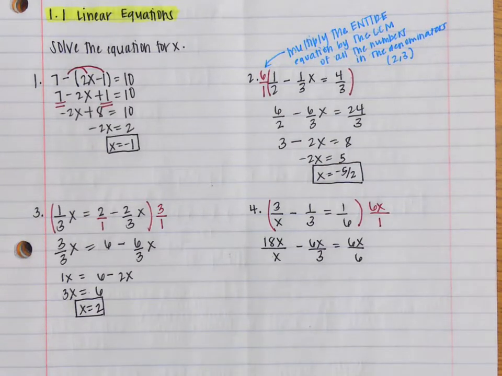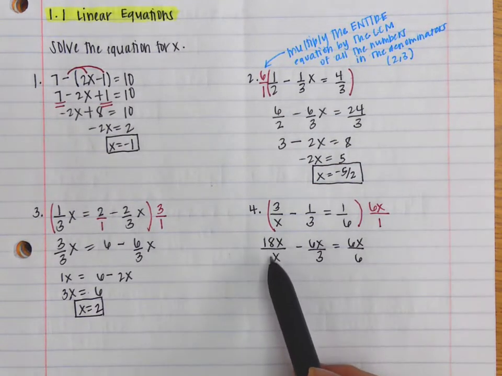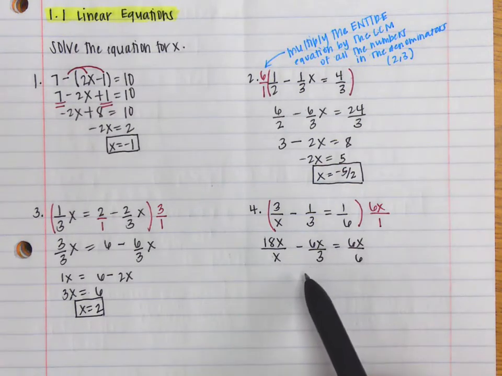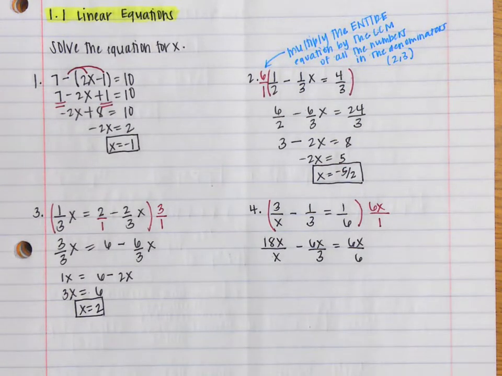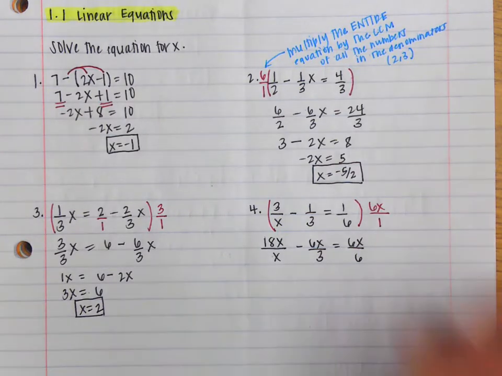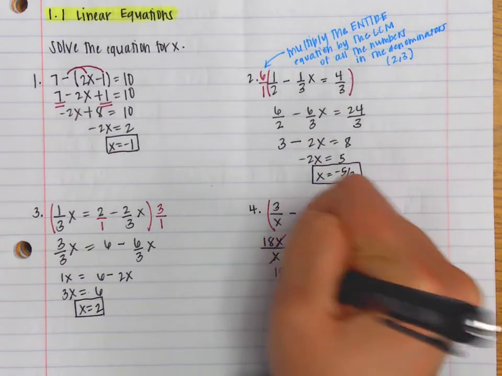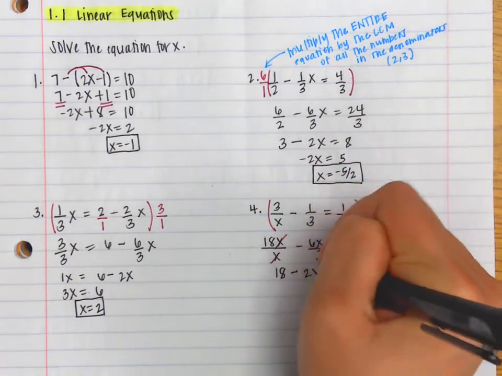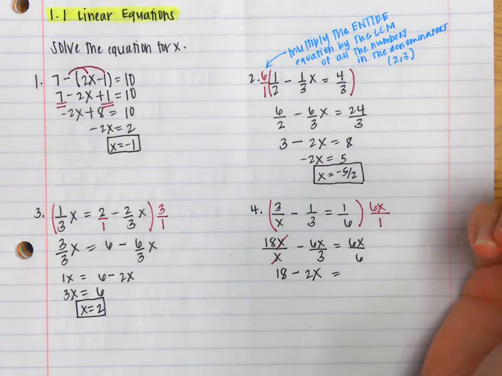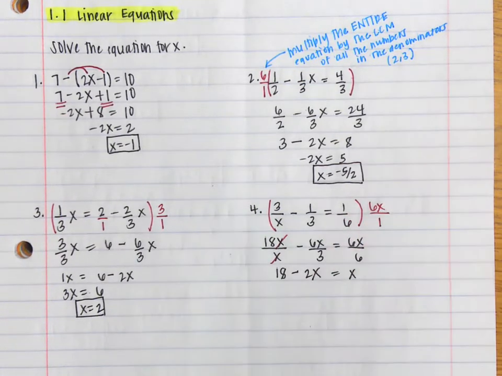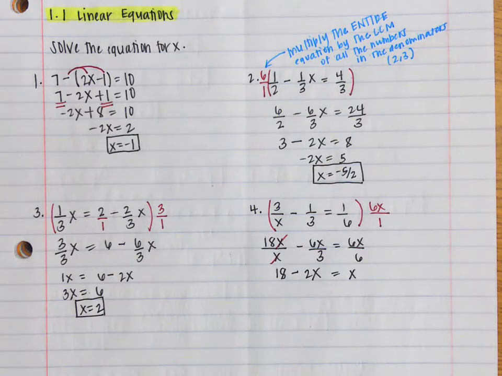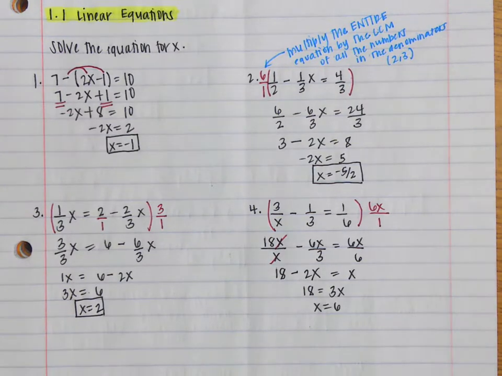Okay, so I multiplied 6x and I got 18x over x minus 6x over 3 equals 6x over 6. I'm going to simplify. The x and the x cancel to get me 18, minus 6 over 3, which is 2x, equals 6x over 6, which is 1x. Okay, now I want you guys to solve the rest of that problem on your own. Come back, check your work. Okay, so you should have gotten x equals 6.